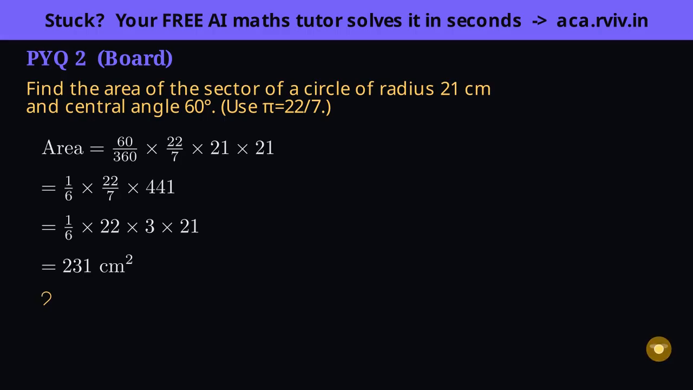The pattern worth recognizing instantly. When the radius is a multiple of 7 and you use 22 over 7, the 7s cancel and the answer is a whole number. If your working suddenly turns ugly with such numbers, that's a signal to recheck. The board rarely designs these to be messy.